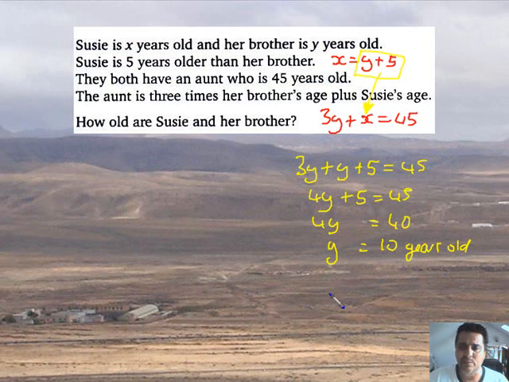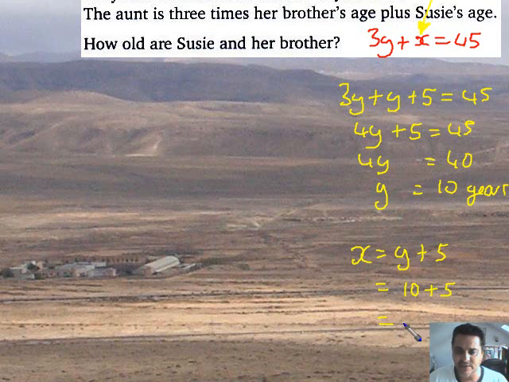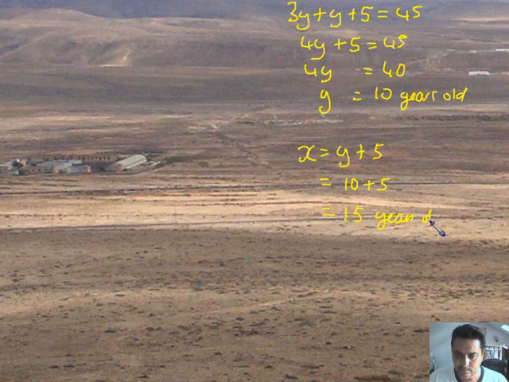Now what about Susie? Well, Susie is X, isn't she? Now Susie is brother plus 5 years old. Well, brother is a 10-year-old child, and an extra 5 years makes Susie 15 years old. Alright, lovely question. It's just sweet, it's really nice. Hopefully I've got time for question 10.